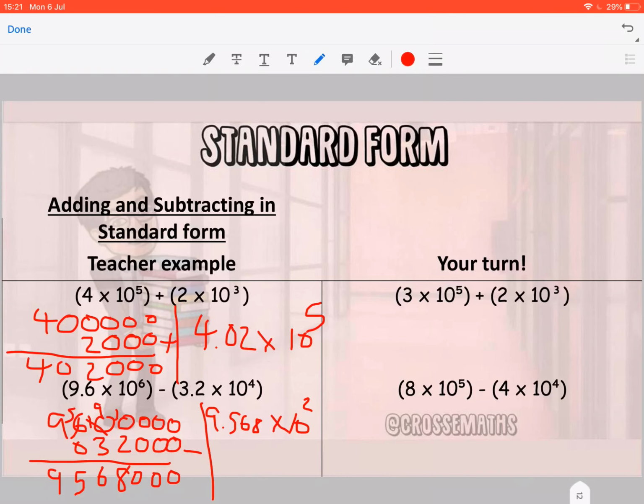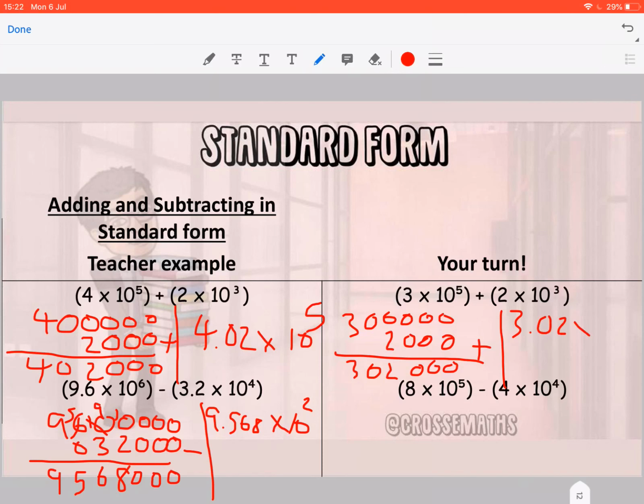Okay, what I'd like you to do is pause the video now and have a go at some of the ones on the right hand side. Okay, same thing over here. Okay, hopefully you've had enough of a chance to have a go at that now. I got 3 times 10 to the 5, which is 3 and 5 zeros. And then 2 times 10 to the 3 is 2000. I'm going to add those together to get 302,000. Put that back in standard form, I end up with 3.02 times 10 to the power of 5.